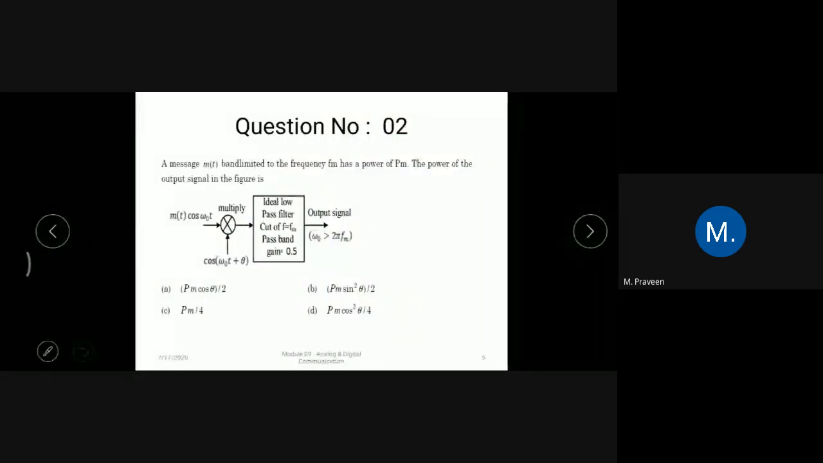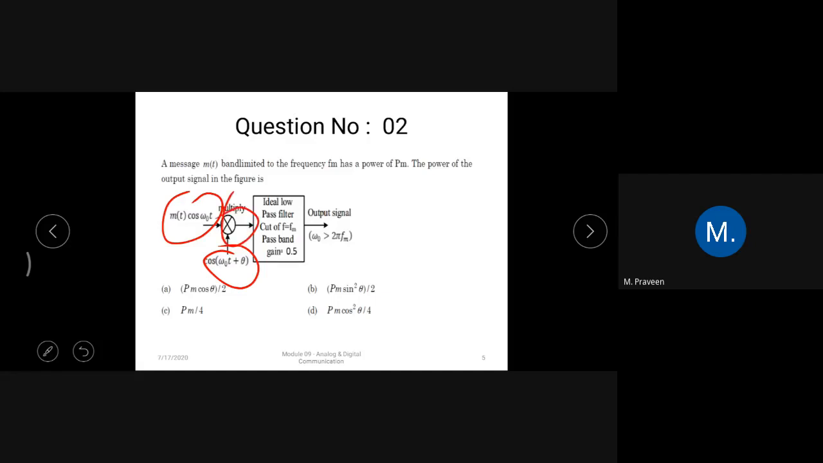Next, a message m of t band limited to the frequency fm has a power of pm. The message m of t has a frequency fm and a power pm. What is the power of the output signal in the figure? Here they have given the message signal, and this is a local oscillator. The message signal is m of t cos omega naught t, and the local oscillator is cos of omega naught t plus theta. And this is your multiplier.